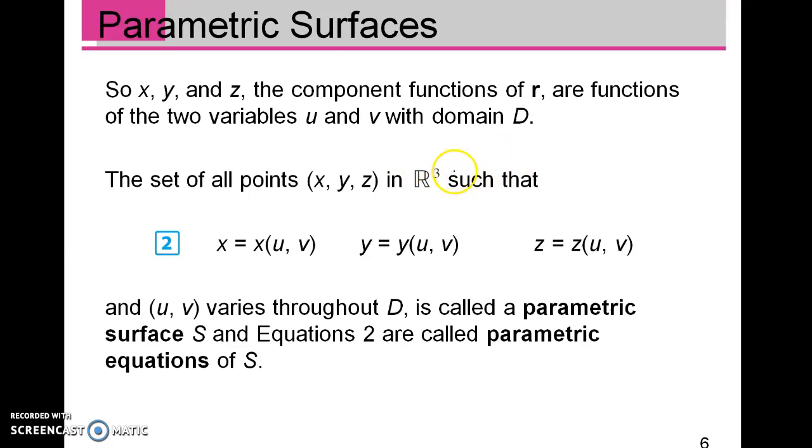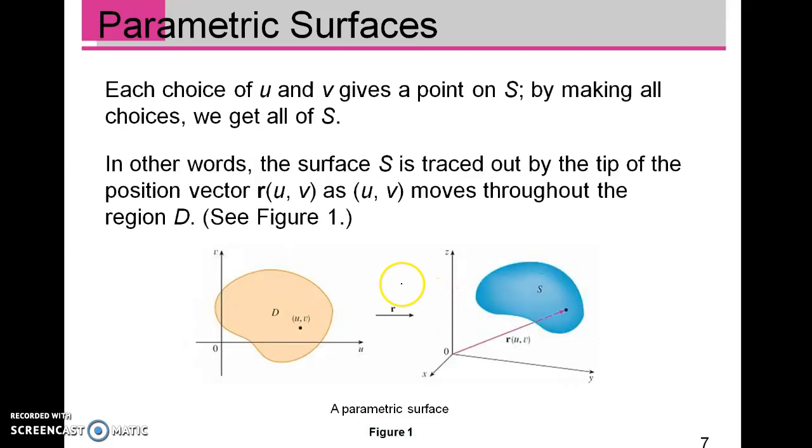So x, y, and z, the component functions of r, are functions of two variables u and v with domain D. The set of all points (x, y, z) in R3 such that x is a function of u, v, y is a function of u, v, and z is a function of u, v, and u, v varies throughout D is called a parametric surface S, and equations 2 are called parametric equations of S. So hopefully we have a picture here. Yep. So we have our domain D and our surface S, right?